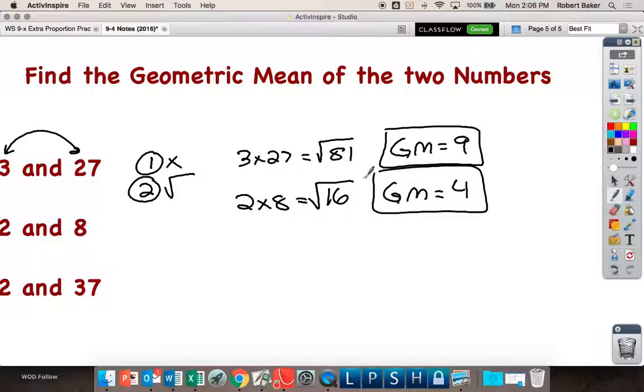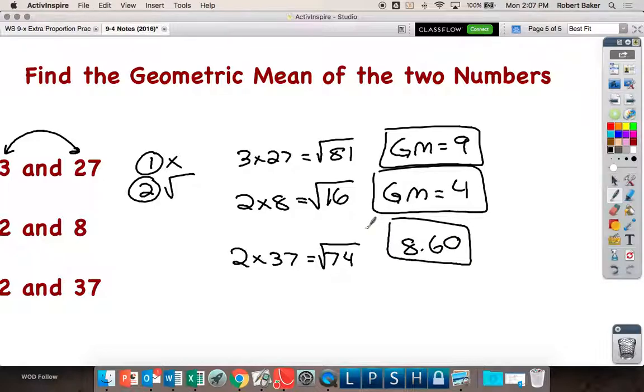So what's the geometric mean of 2 and 37? 2 times 37 is 74. And what is the square root of 74? 8.6. Is it exactly 8.6? 8.60233. 8.602, so it's 8.6. Sorry, say 8.60. Oh, that's fine. The geometric mean is 8.60.